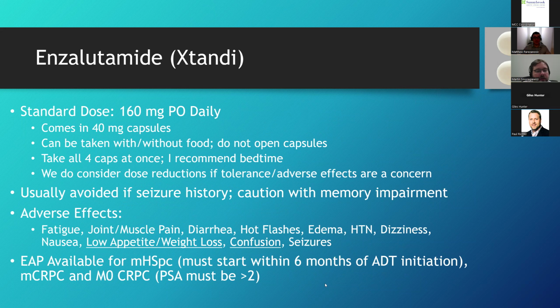We do consider dose reductions for tolerance or adverse effect concerns, and a key thing is that it is usually avoided in patients with a seizure history, and it should be used with caution in patients who have pre-existing memory impairment. The key adverse effects are similar to abiraterone, but a few highlighted ones: low appetite, weight loss, and confusion. And it is funded EAP for hormone sensitive, castrate resistant, and also for the M0 group.